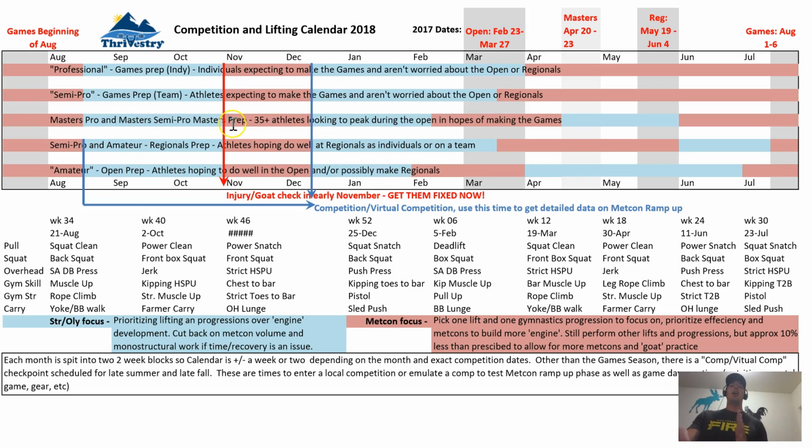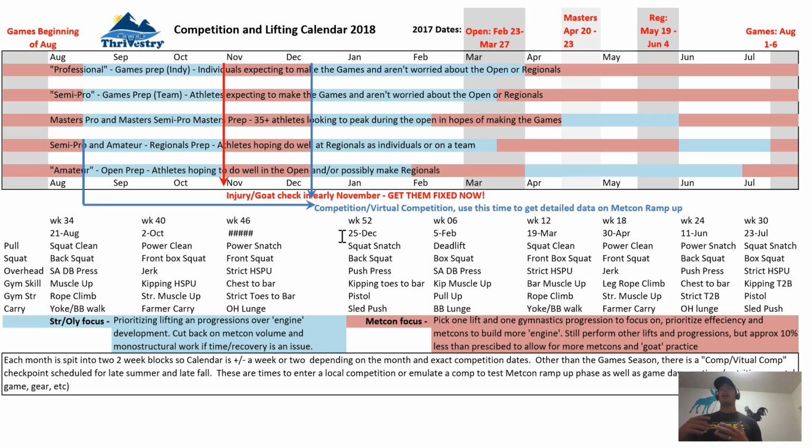Now, at some point, I really do prefer, again, depending on your experience level, if you're a very experienced person, you've been doing this for 4 or more years and competing for that long, you may not need this test. But I like to have people do some sort of prep, and that's what these blue lines are. It's a competition or even a virtual competition that's going to allow you to get some detailed data on the Metcon ramp up.